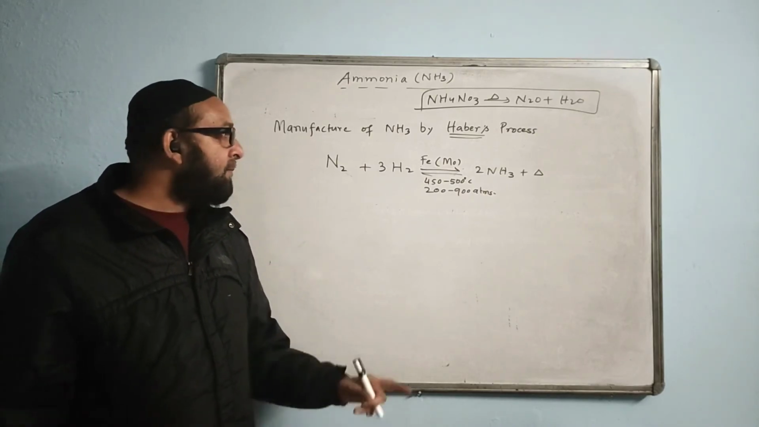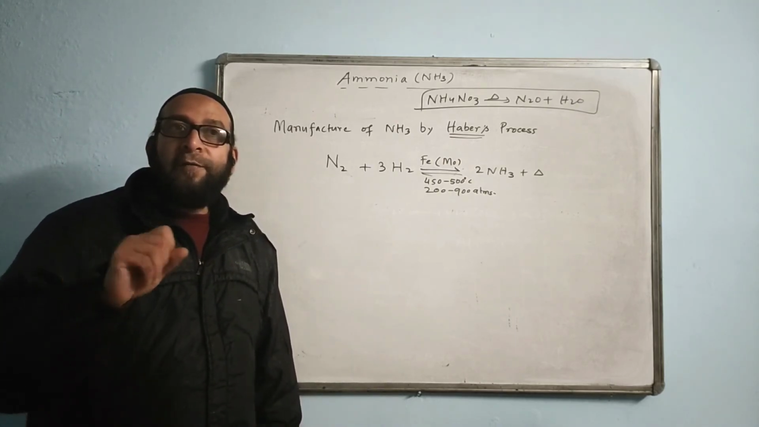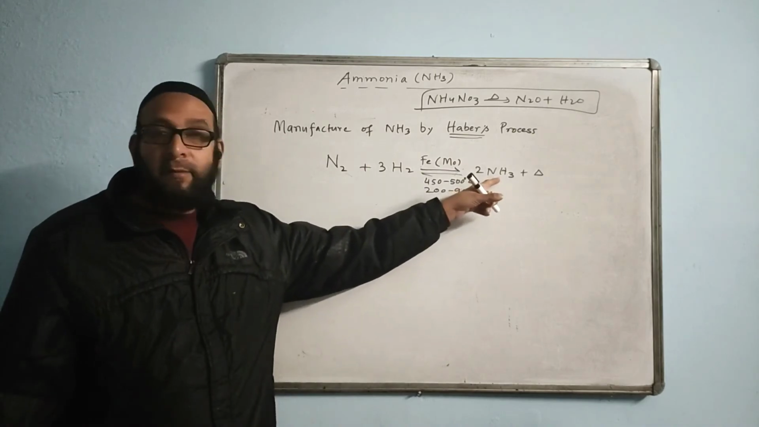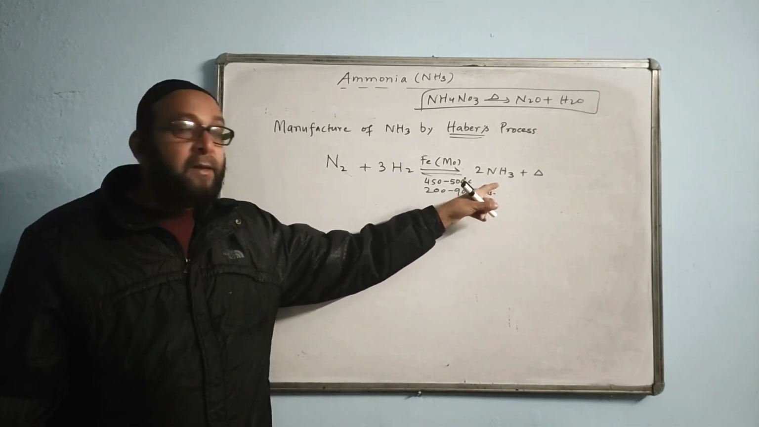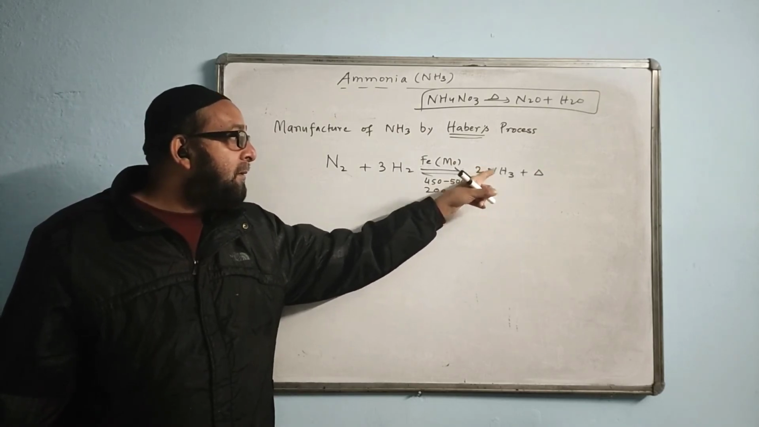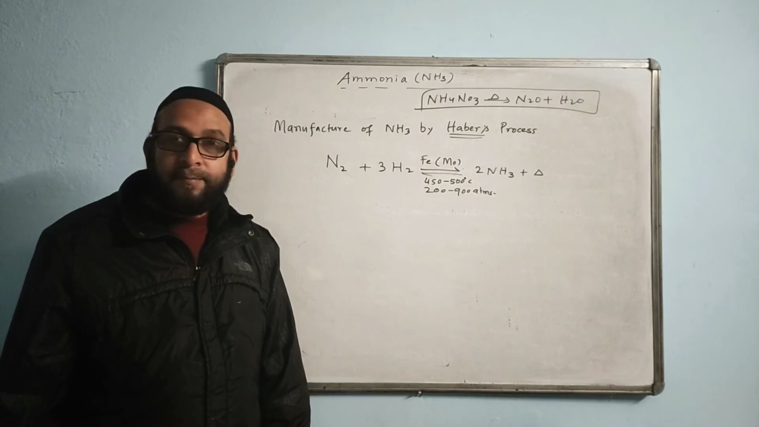Understood? Now the next point. The product of Haber's process is ammonia, actually a gas, but we collect it in liquid form. Remember it, that is also important.